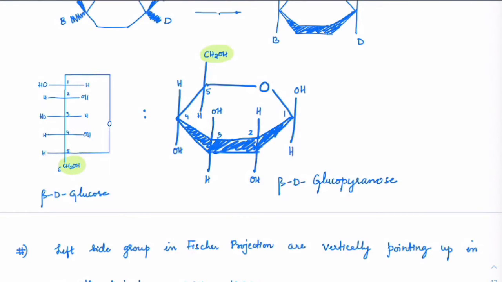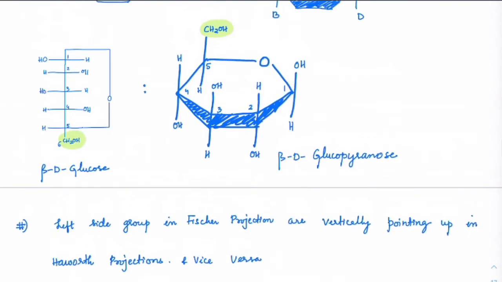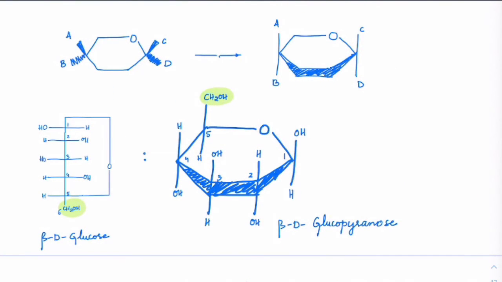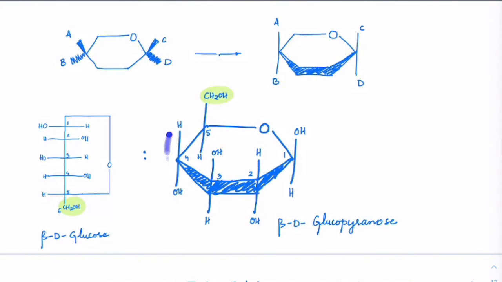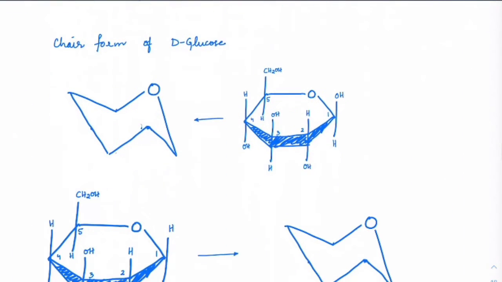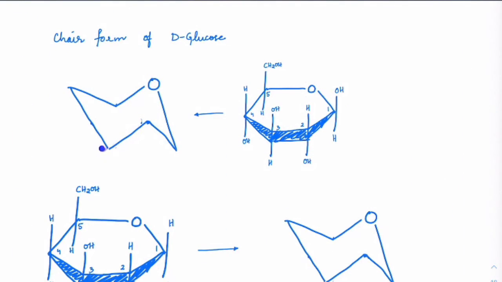So this is beta D glucose, and when you write it in the Haworth projection form, you call it beta D glucopyranose. This is like a cyclohexane form. Instead of this carbon, we have oxygen. Which means if you actually check the geometry, it would be in a chair form. So this entire thing is a projection, but if you see the actual structure, it will be in a chair form. So this is how the chair form looks like.